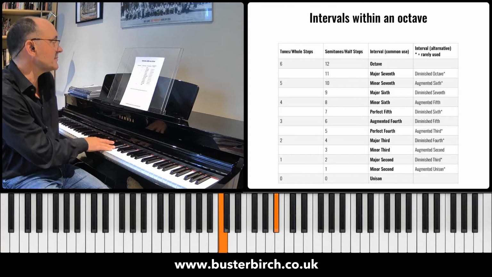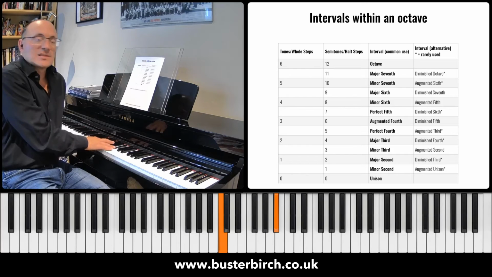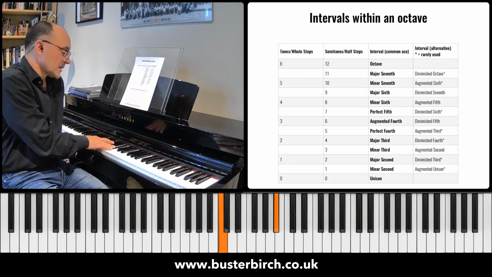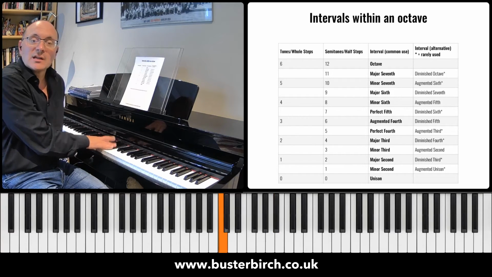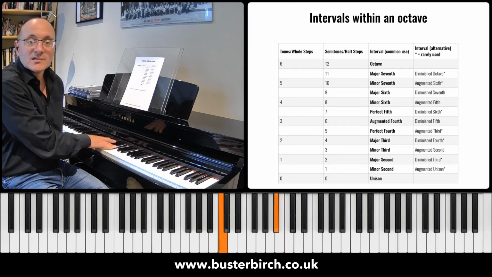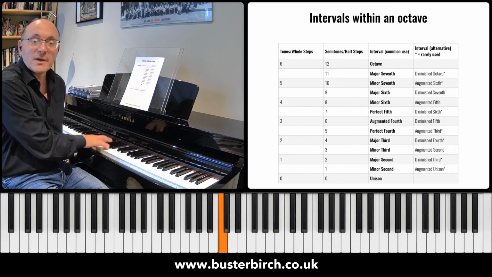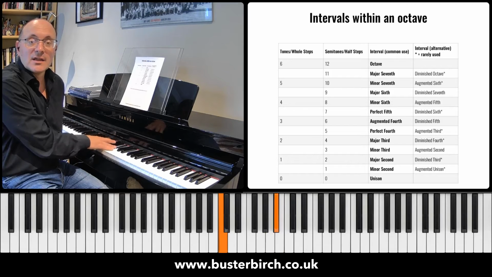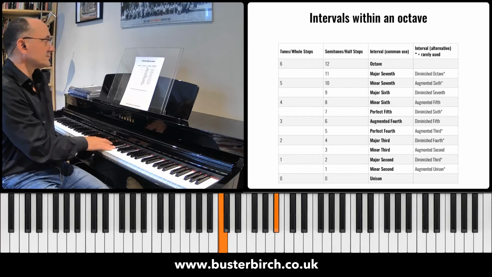And then my next interval is my minor seventh. So 10 semitones we're on now, 5 whole tones. Most likely you're going to refer to that as a B flat, in which case that's a minor seventh. If we're going to use an A sharp, then this is an augmented sixth interval. So if this note is B flat, we've got a minor seventh interval. If this note is A sharp, we've got an augmented sixth interval.